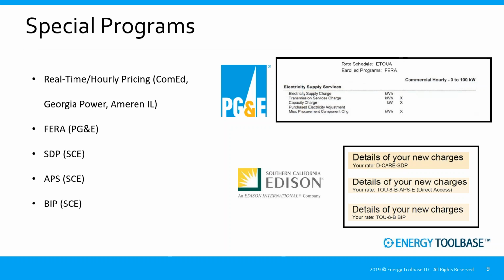Those include real-time pricing options for Illinois and Georgia customers, PG&E Family Electric Rate Assistance, SCE Summer Discount Program, Automatic Power Shift, Base Interruptible Program, and also some medical baseline rates for IOUs will be created as custom as well if there are multiple allocations that apply. If the utility provides the information that's incomplete or limited, we will have to create a custom rate strictly off of the bills.